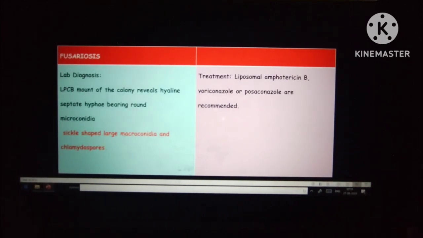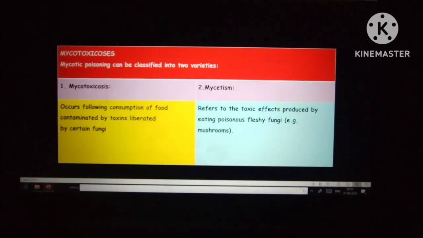Next, what is the lab diagnosis? Always remember, if you come across Fusarium, there are sickle shaped macroconidia. Treatment here is amphotericin B, voriconazole or posaconazole, whatever can be given. If we are asked about Fusarium, remember contact lens user, it can affect all types of individuals, and sickle shaped macroconidia. This term is important, friends.